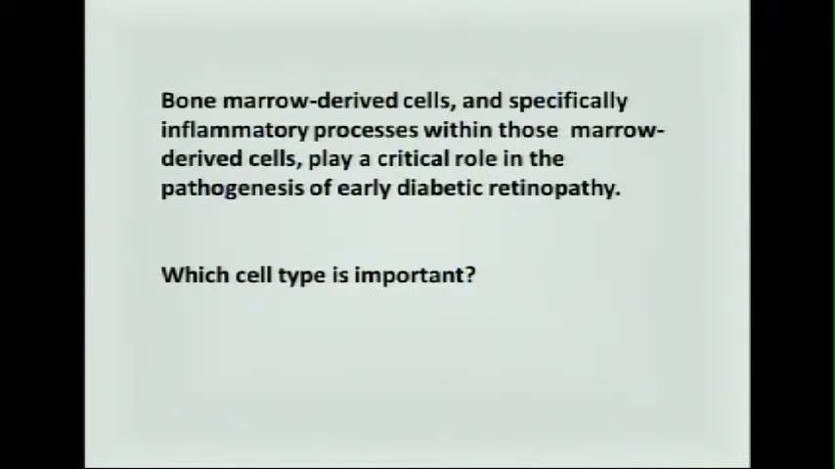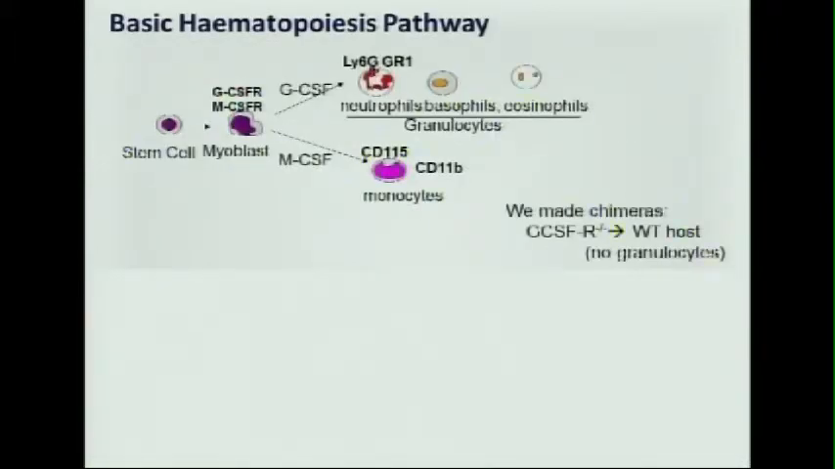So the question would be, which one of these bone marrow-derived white blood cells? Just going back to basic hematopoiesis, the cells are all derived from a stem cell, and then in the presence of a monocyte colony-stimulating factor or granulocyte colony-stimulating factor, they go in different pathways. And so we made some chimeras, again, using this knockout, which had a profound effect on neutrophils.